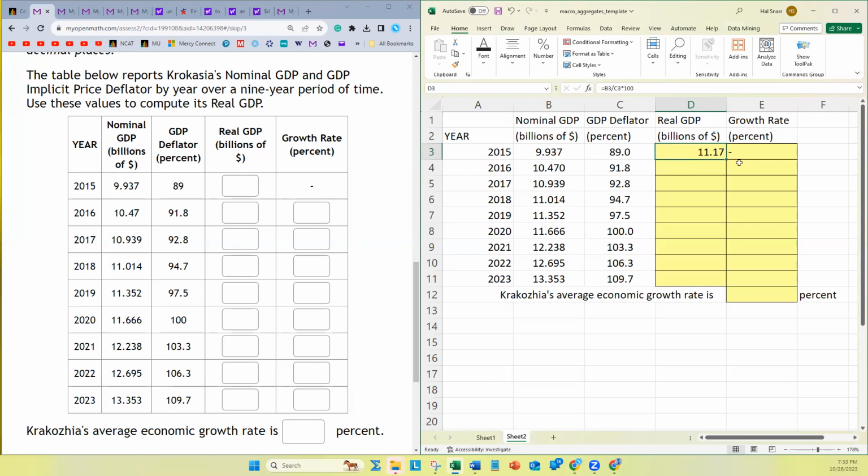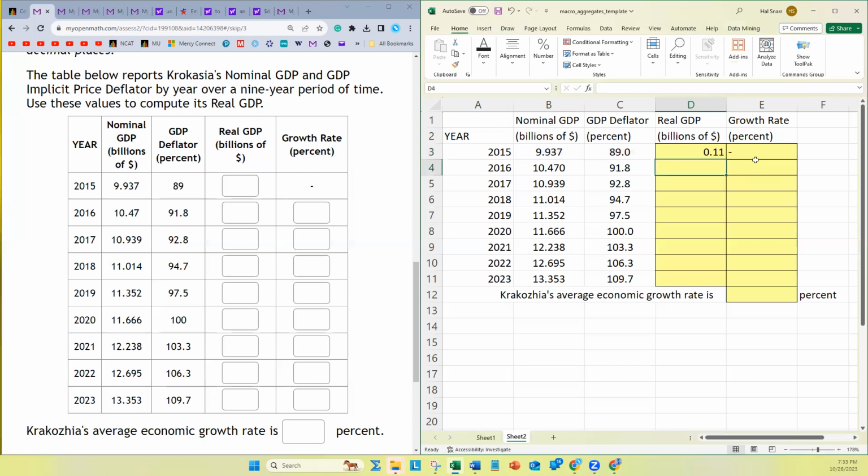Another way to think about this too is, let's back up here real quick. Okay, so we can get rid of the dollars. Let's just do like we did with the hamburger that we did in the previous example. If I divide this value in billions, $9.937 billion, those dollars are in 2015 dollars, right? Those are in 2015 dollars. We want to value it in 2020 dollars. So I can divide by the deflator in the year 2015.